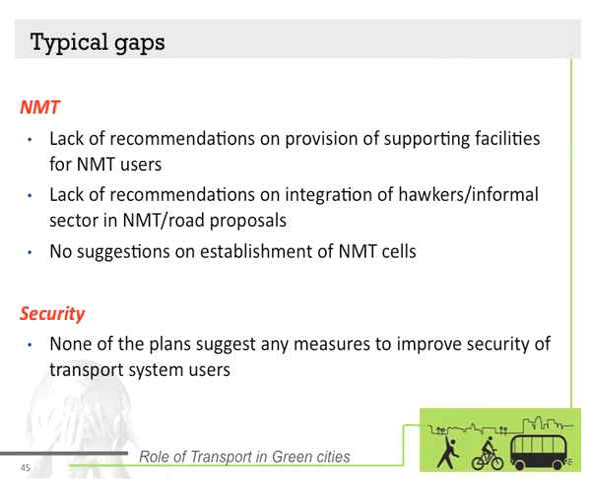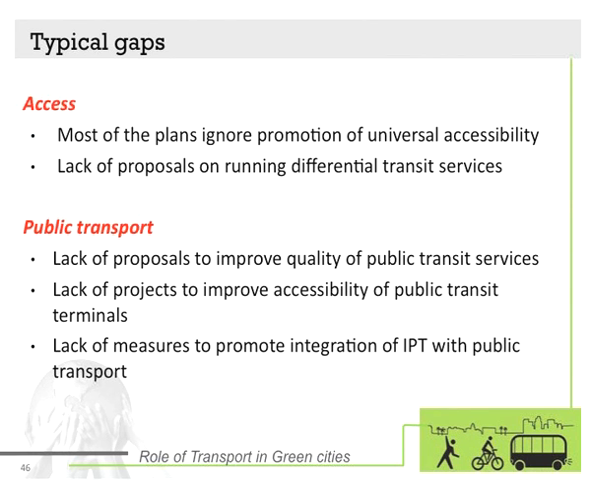None of the plans that we reviewed suggested any measure to improve security of the transport system users. Most of the plans ignored promotion of universal accessibility. There was lack of proposal on running differential transit services that can meet the needs of different kinds of public transport commuters. So there were lack of proposals on improving the quality of services, improving accessibility of public transport terminals, and lack of measures to promote integration of ITC with public transport.